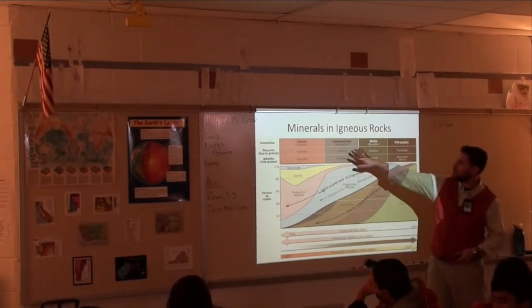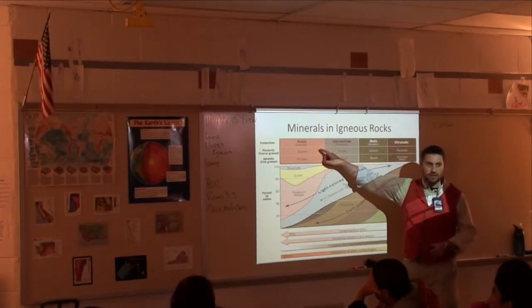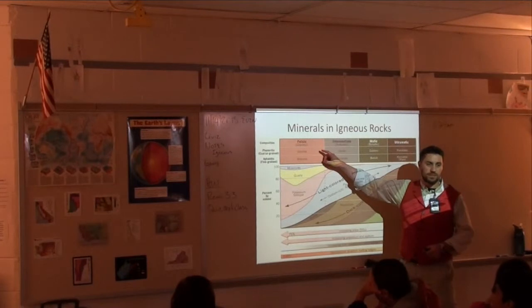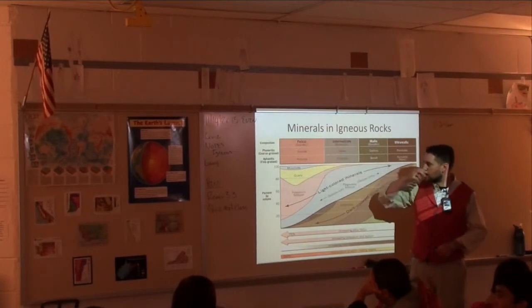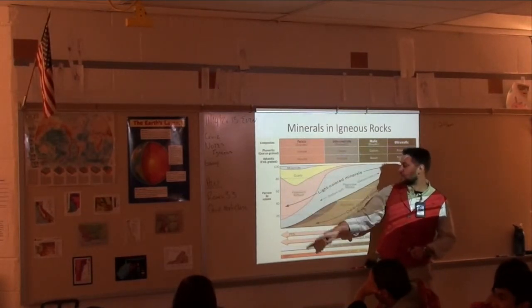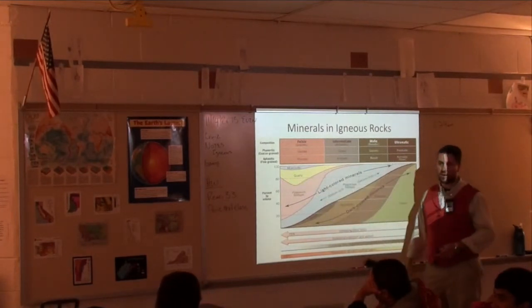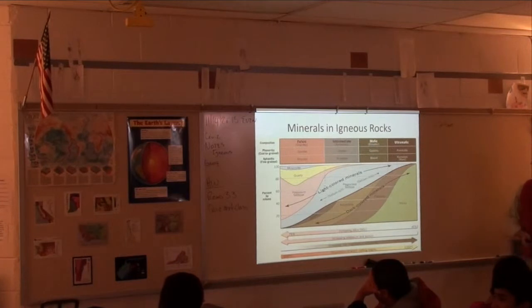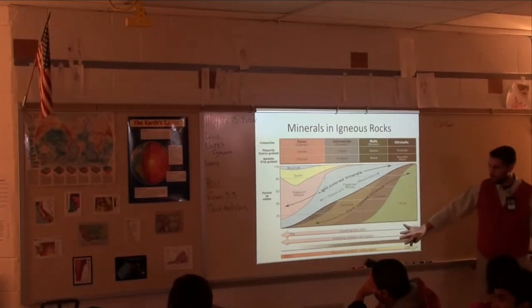Your medium rocks are a nice mix. Your felsic rocks, guys, that's your last warning to stop talking. Your felsic rocks are made of lots of quartz and potassium feldspar, a little bit of biotite and a lot of muscovite. Now, the other thing you need to know on this chart is these arrows down here.